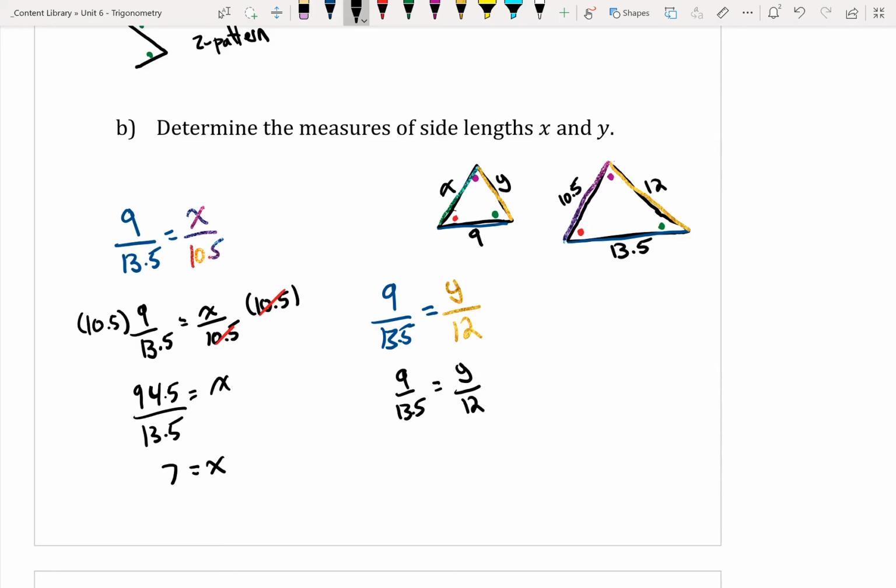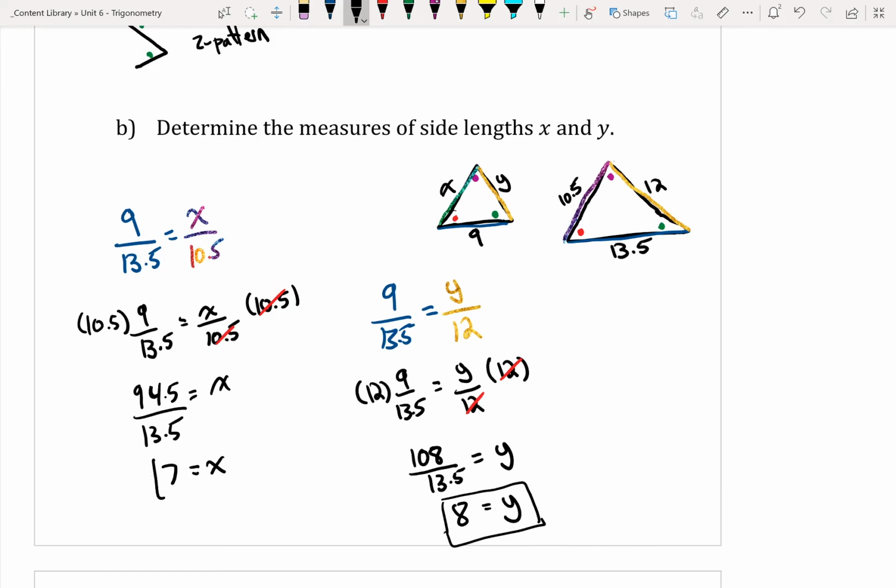If I want to get y by itself and get rid of the divided by 12, I need to multiply by 12. Do the same thing to both sides. It cancels out on one side. 12 times 9, I get 108. It's still divided by 13.5. Y is by itself. And when we divide, we get that y equals 8.